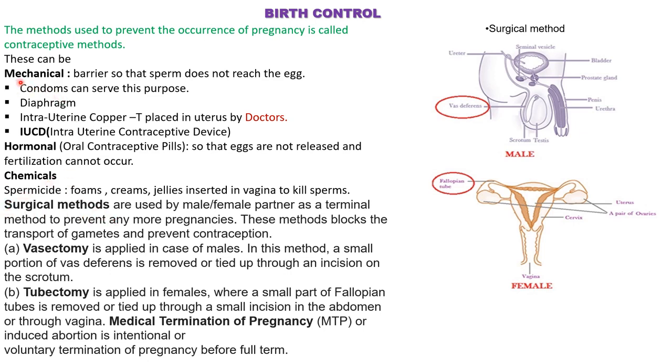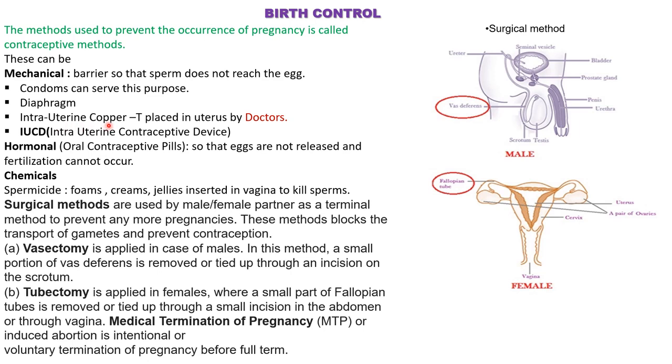Coming to the mechanical barrier, so that the sperm does not reach the egg. So what are the barriers? Condom. A condom can serve this purpose. Diaphragm in women can also serve the purpose; it can be put in the vagina so that the sperm could not reach the fallopian tube.